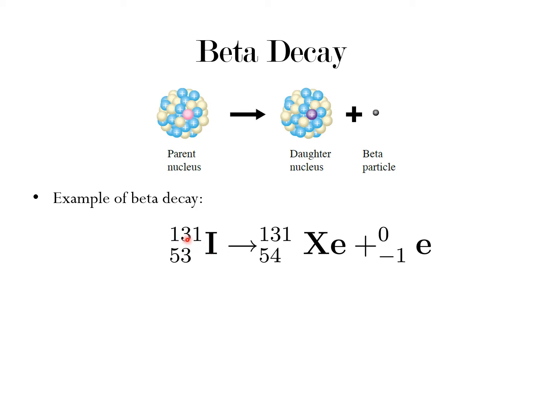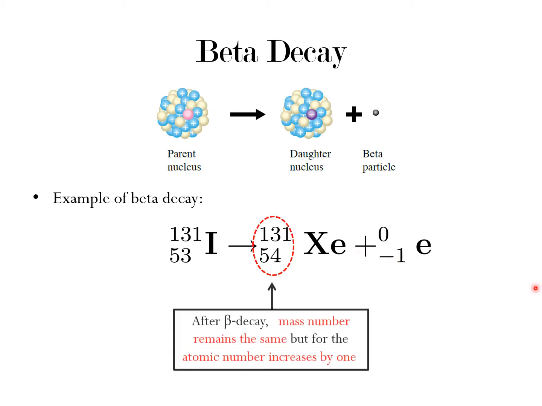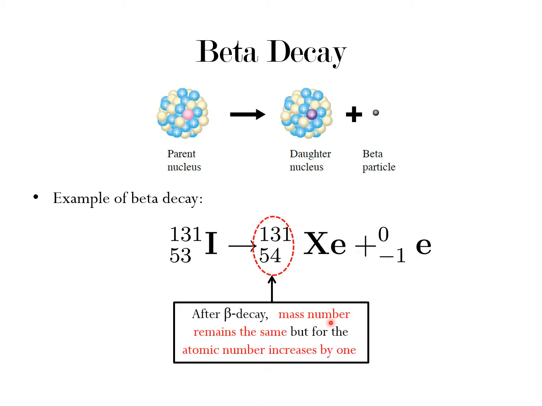Iodine-131 undergoes beta decay and produces xenon-131 and a beta particle. We can see that after beta decay, the mass number for xenon and iodine are the same, but the atomic number is increased by 1. So we can say that beta decay involves the loss of an electron.